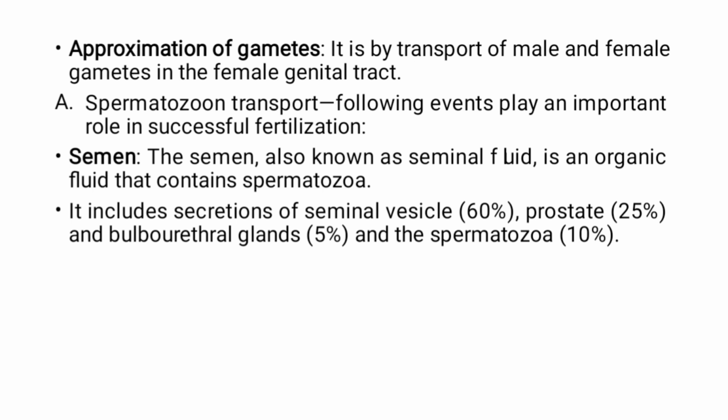We can talk about 4 substances: the seminal fluid, which is secreted from the seminal vesicle and makes about 60%, the prostate fluid about 25%, and the bulbourethral glands fluid about 5%, and then the spermatozoa is just 10%, which is the actual sperm we talk about.